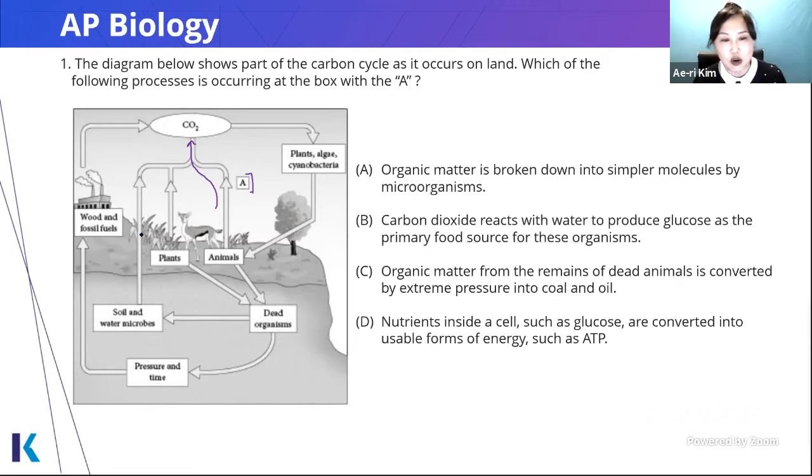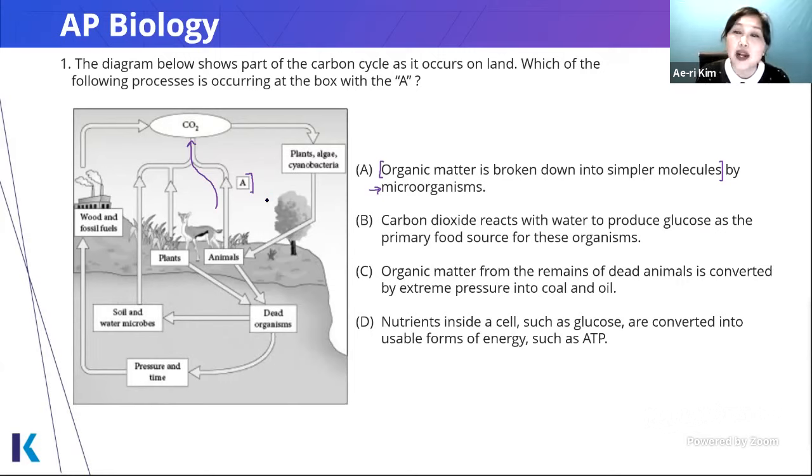Our first one says A, organic matter is broken down into simpler molecules by microorganisms. Now, CO2: when we respire, when we give off CO2, that is the ultimate result of us breaking down other macromolecules like glucose or even lipids. So that part looks okay. Organic matter being broken down into simpler molecules seems to fit. But is this about microorganisms? No. The process labeled A is animals going to CO2, so this is referring to a wrong part of the diagram.